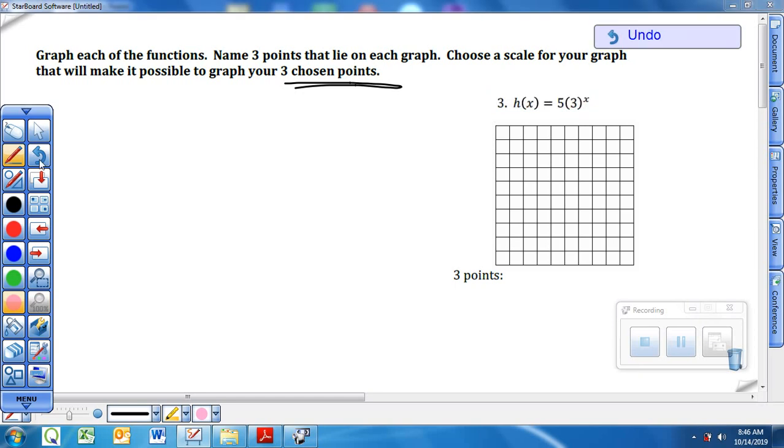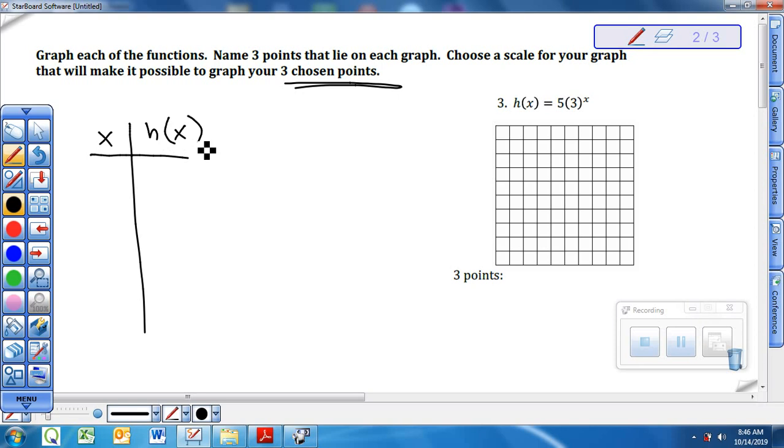So I'm going to make a little table. I'm going to plug in x, and I'm going to output h of x. So start with 0. You could use negative 1 if you want to. I'll start with 0. I'm going to have 5 times 3 to the 0 power. Now anything to the 0 power is 1. 3 to the 0 power is 1. So 5 times 1 is just 5. That's my output. So my first point is 0, 5.